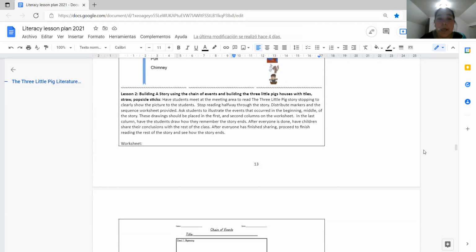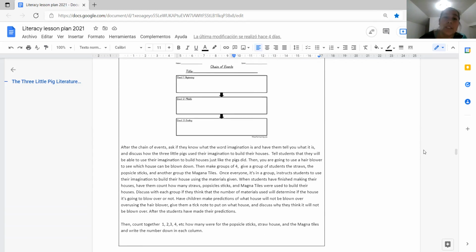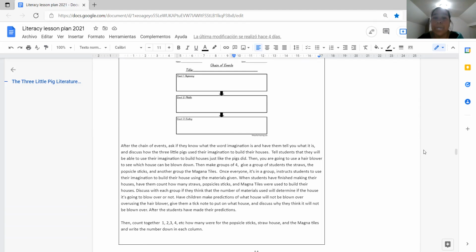In lesson 2, we're going to build a story using a chain of events and building the 3 Little Pigs house. First, I'm going to read the beginning of the book. Then I'm going to stop, and they're going to draw something about the beginning. Then I will continue to the middle, and they will draw something from there, and at the end, I'm going to have them make their own predictions about what they think is going to happen. I'm also going to tell them that there are different versions of the book, so each student could have a different thing, and that's okay.